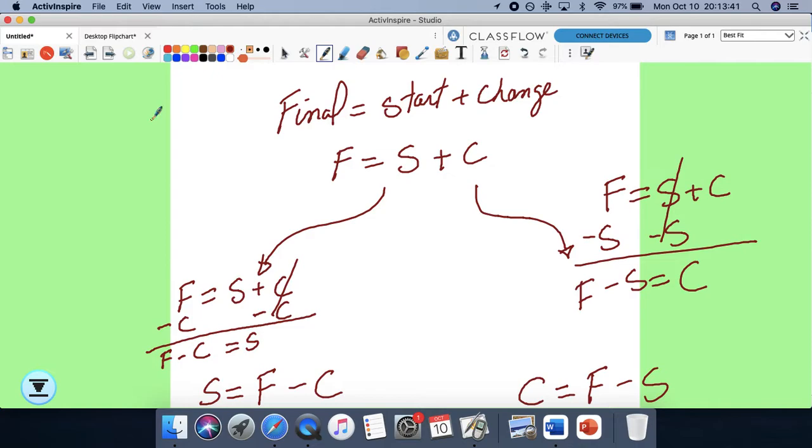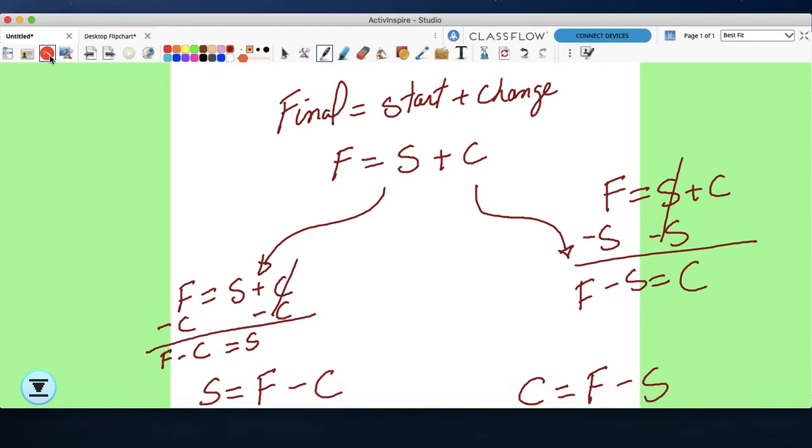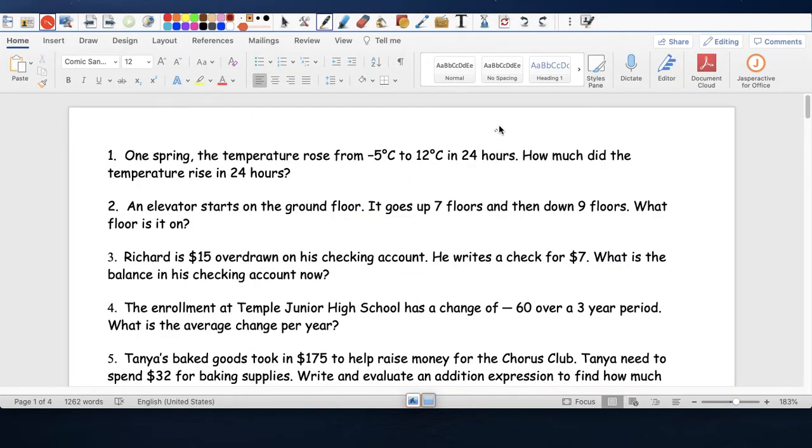Okay, so those will come in handy. Let's see if we can apply them. So here's our first question. The temperature was at -5. So if you do a horizontal number line, here's 0, here's -5. It went from here all the way to 12 degrees Celsius. Okay, so obviously it got warmer, it increased.